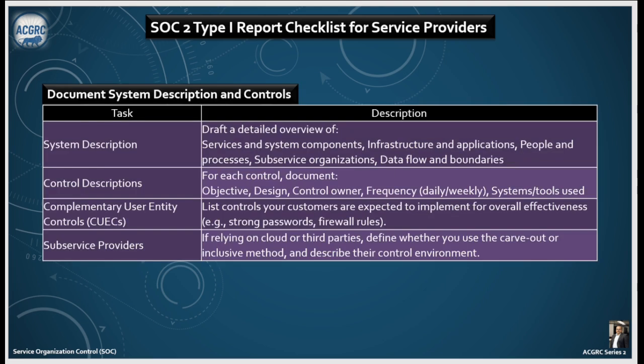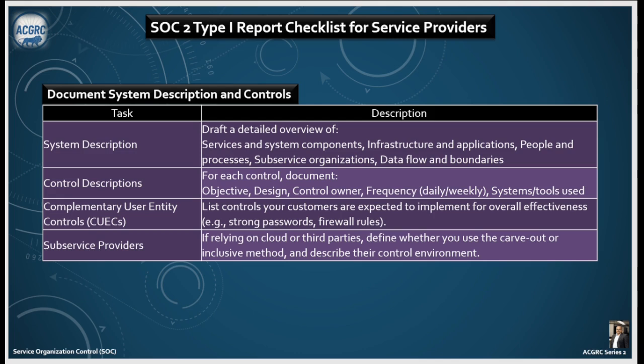Then we go for documentation. It's about drafting a detailed overview of service, system, components, infrastructure, application, people, their processes, sub-service organizations, data flow and boundaries. These are key because this helps in defining the scope also. You miss this out and then you might just go all over the place. It's a rabbit hole if this is not defined clearly.